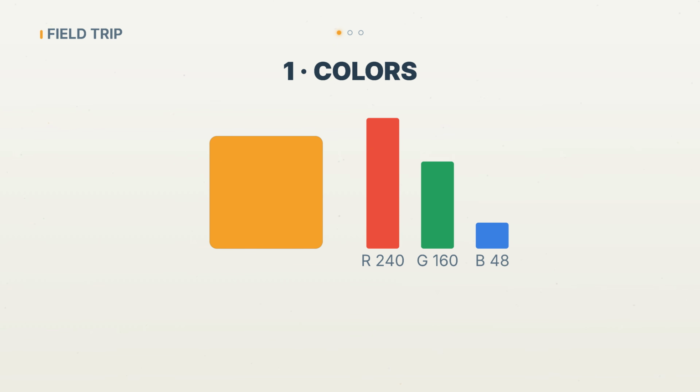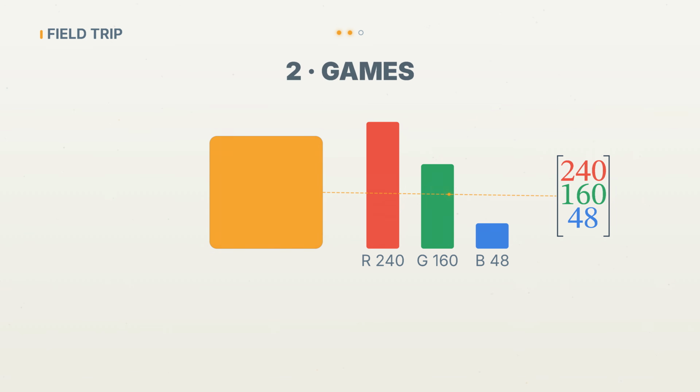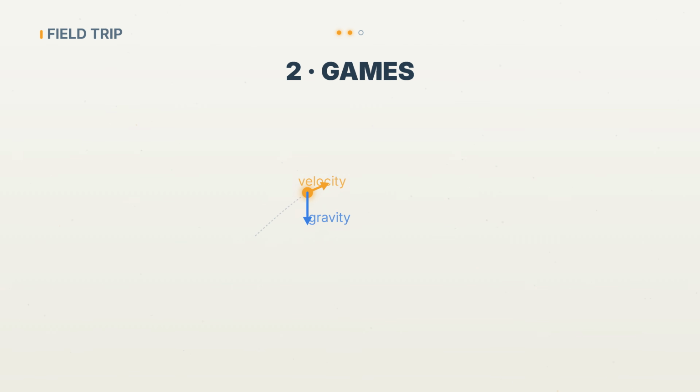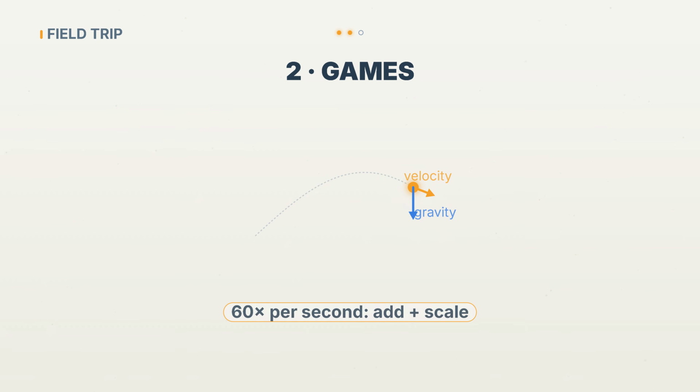Field trip. 1. Every pixel on your screen is a vector. 240 parts red, 160 green, 48 blue. Mixing colors is vector addition. This gold you're looking at, one vector plus another. 2. Every game engine. Your character's velocity is a vector. Gravity is another. 60 times per second, the engine adds them and scales them. The exact 2 moves you just learned.